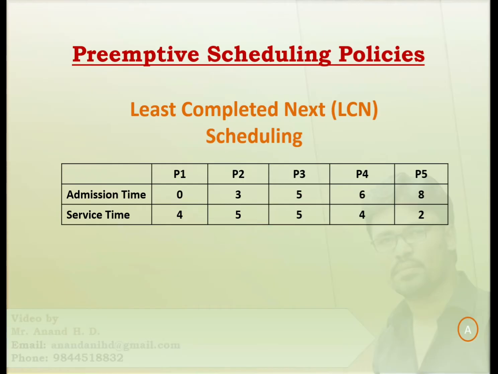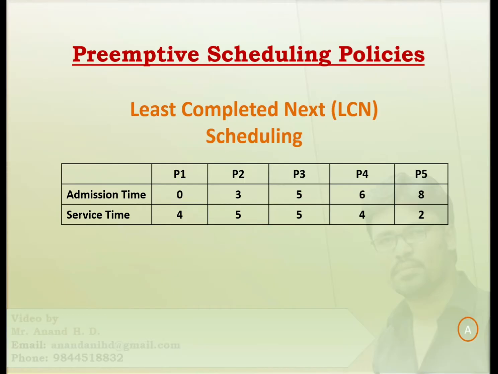Their service times are 4, 5, 5, 4 and 2 time units respectively. That is, process P1 totally requires 4 units of CPU time for its completion. On similar line, process P2 and P3 require 5 time units to complete their execution. P4 requires 4 time units to complete its execution. And finally, process P5 requires only 2 time units to complete.